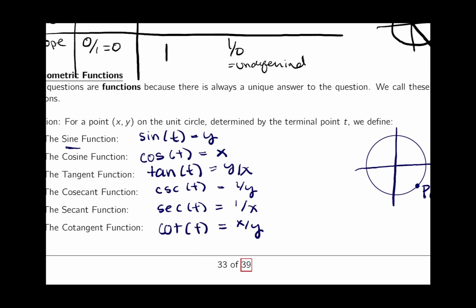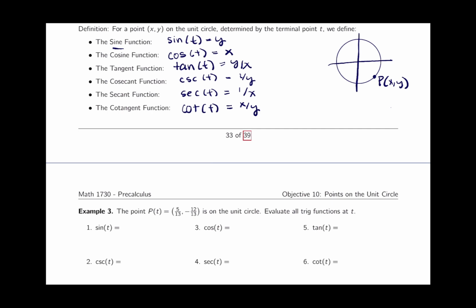This might seem like a whole lot right now, but as we practice more with our trigonometric functions, as we call them, these will all become very familiar to you, as we'll be working with them all the time in the next couple of weeks. Let's try applying these definitions in an example. Suppose I have the point 5/13 comma negative 12/13. That's going to be about right here on my unit circle.